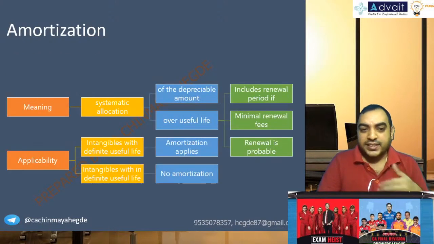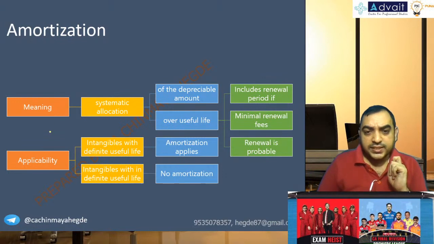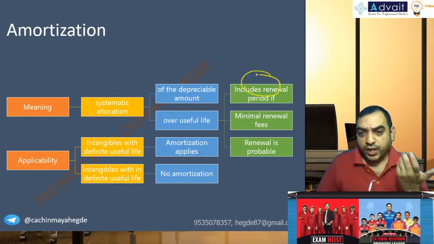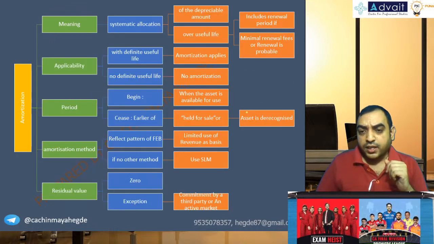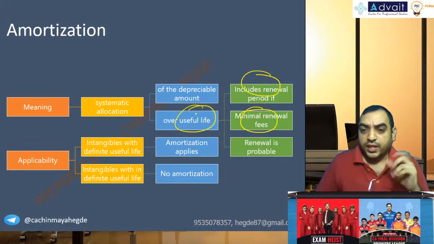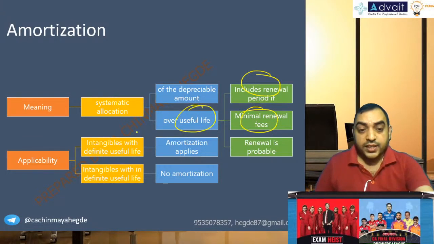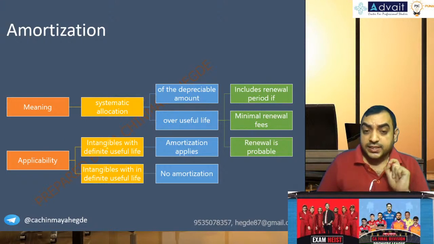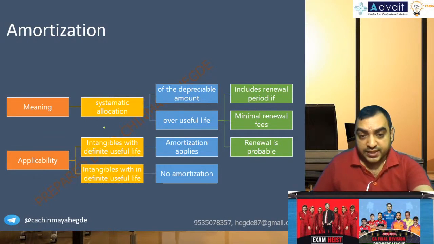Okay, now cost model same, revaluation model same. Only point is amortization, systematic allocation, depreciable amount. You can include the renewal period also. If the renewal fees is minimal, you can consider that also. Okay, this point is important. Intangible assets with definite useful life, and intangibles with indefinite useful life. This is definite useful life. This is indefinite useful life.